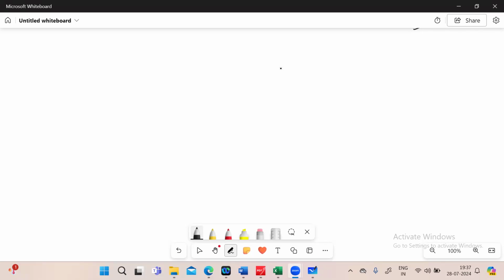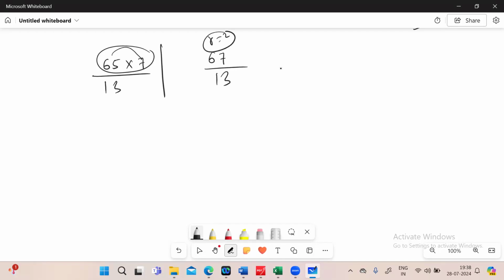What will happen if I multiply anything to a number and then divide it by the same divisor? So 65 divided by 13 gives you no remainder. That means it is divisible by 13. And if I multiply anything in 65, it will again give you no remainder. Okay. But if 67 gets divided by 13, it gives you 2 remainder.